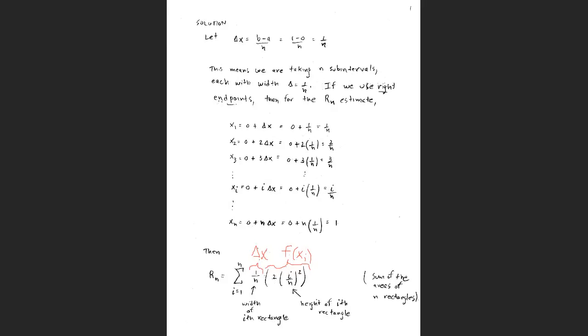All right, well, now what are we going to do with this? What are we going to do with this formula, this right endpoint approximation, R sub n? Well, on the next page, I rewrite the formula. Okay, I rewrite it.